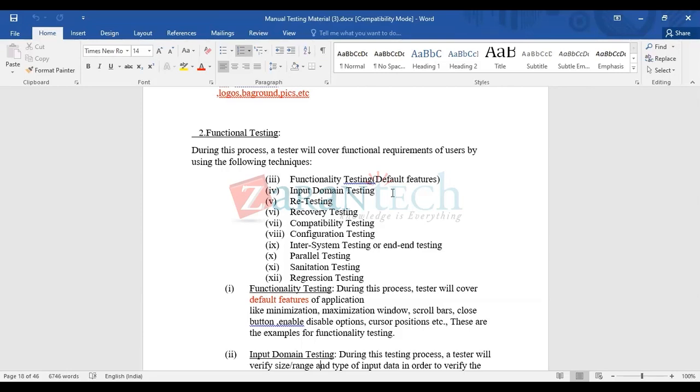Compatibility is nothing but whether this application is supporting the proper OS or not, the proper browser or not. That is what compatibility is. Compatibility is nothing but supportability.